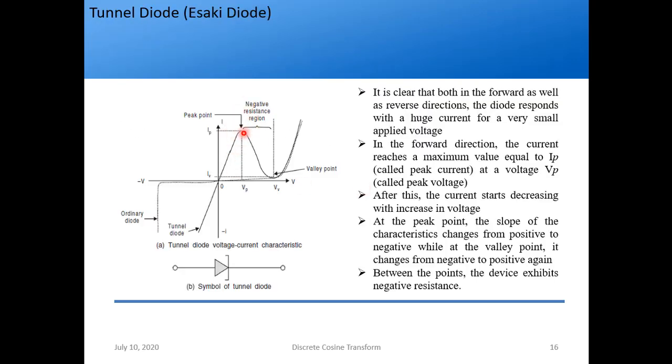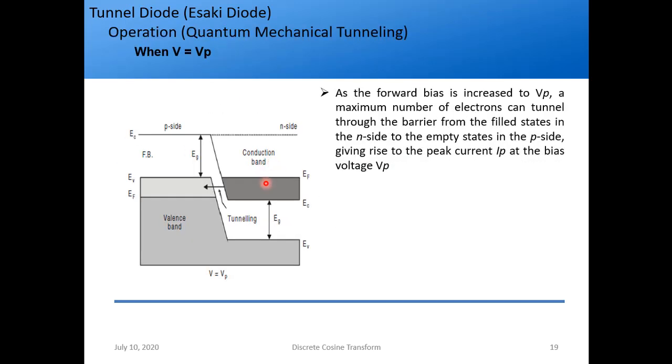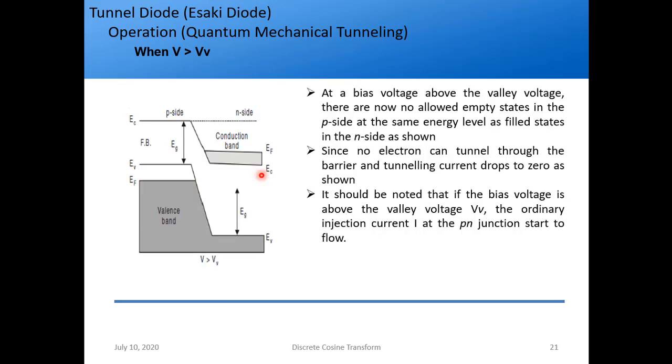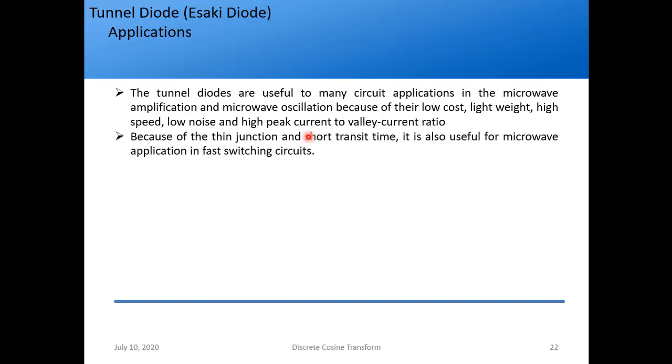After this peak voltage, the current will start to decrease, because this gray region will go further upward. So there will be empty space here, and as I said, tunneling will decrease. The current will go on decreasing even though the voltage is increasing. This is how we get a negative resistance region, and this is where we get the oscillations. If you further increase the voltage above the valley point, this will go further upward and no tunneling can take place again. So basically they are used for amplification and oscillations.